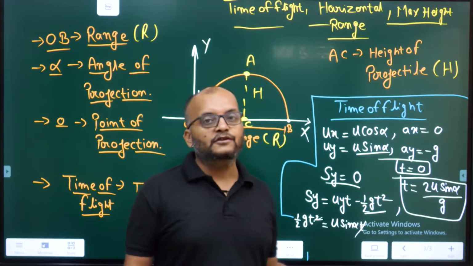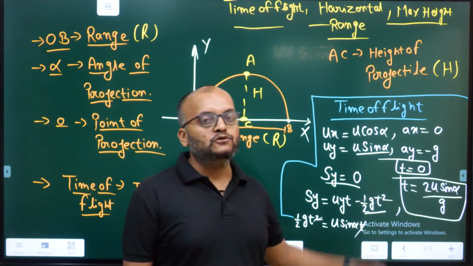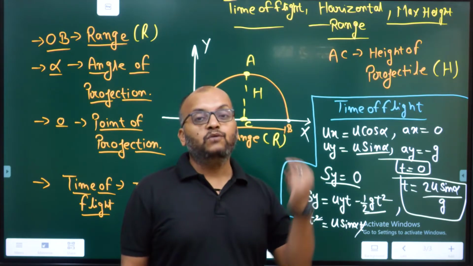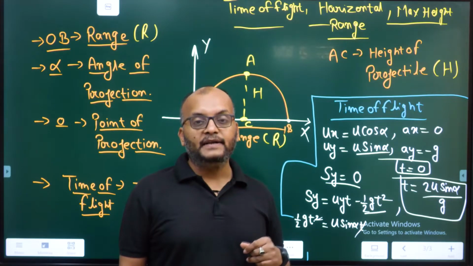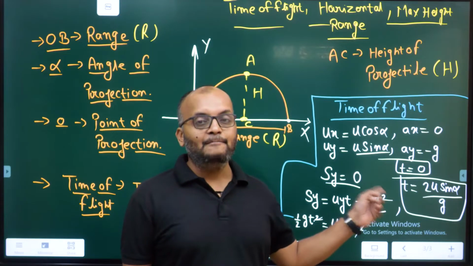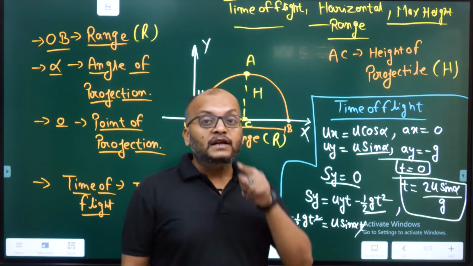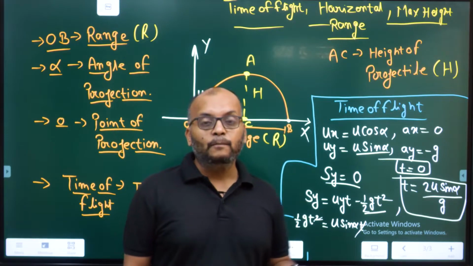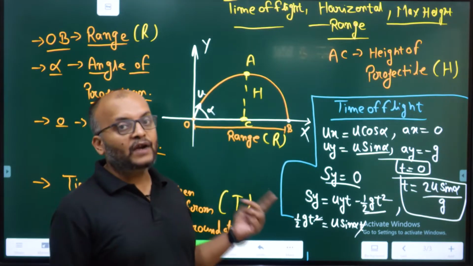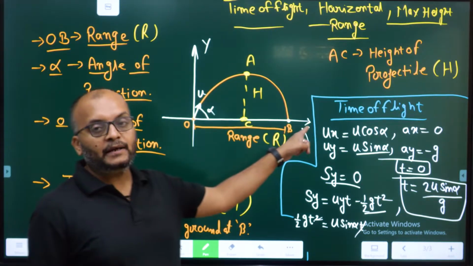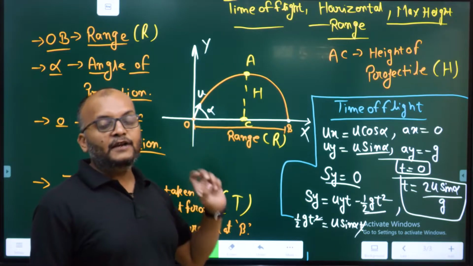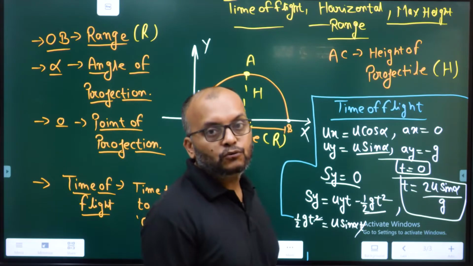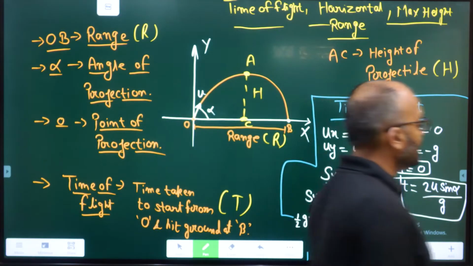So if someone asks you why you are getting two values of time for the time of flight, the answer is that this time corresponds to the instant when vertical distance is 0, and vertical distance is 0 at 2 points, O and B. So at O, the value of time will be 0, at B, the value of time will be 2u sin alpha upon g. Clear?